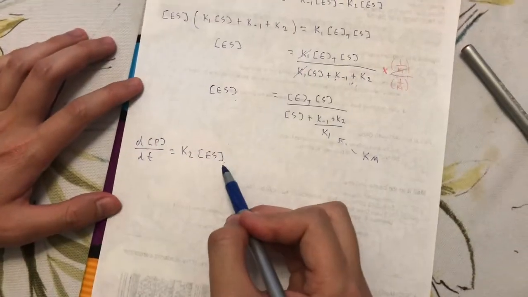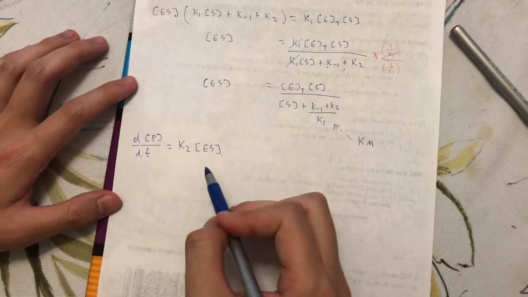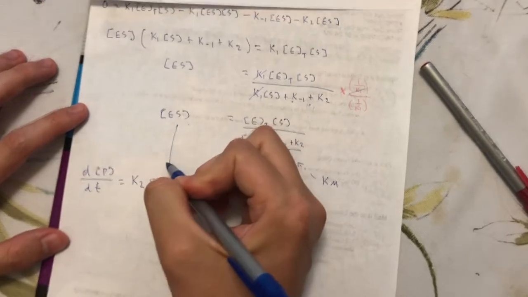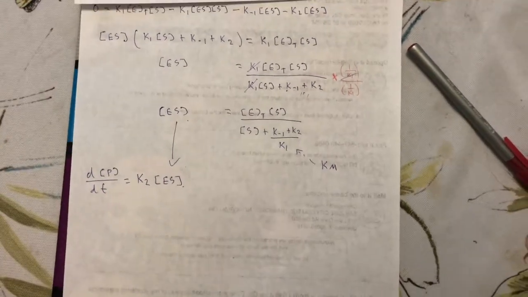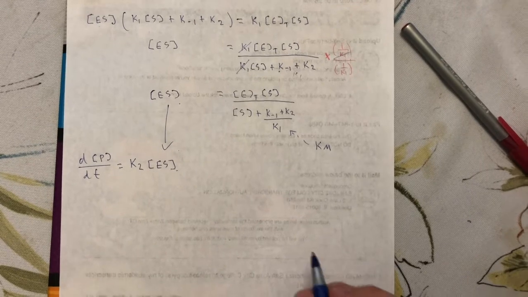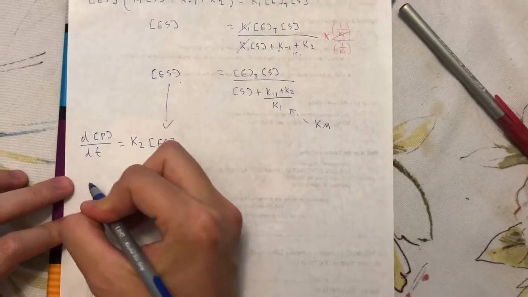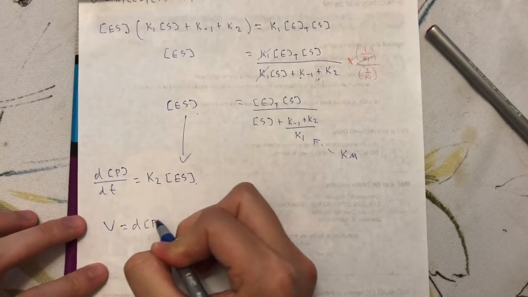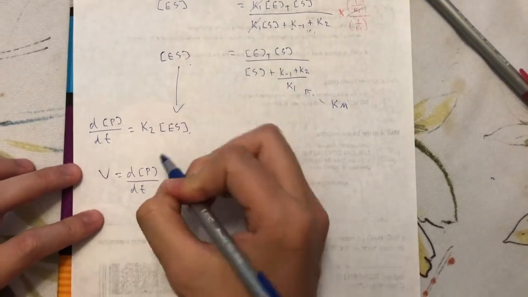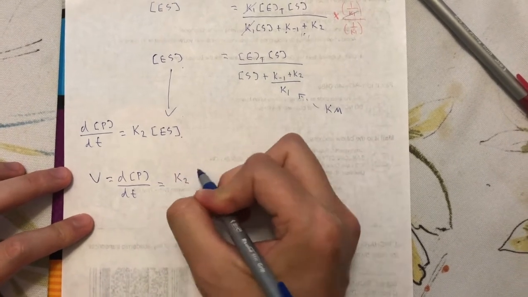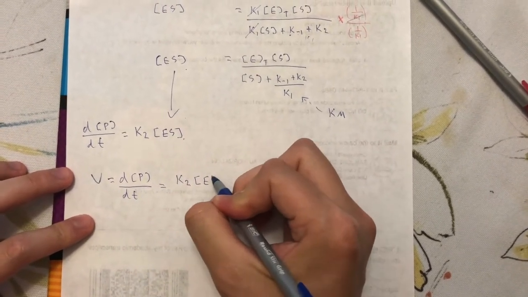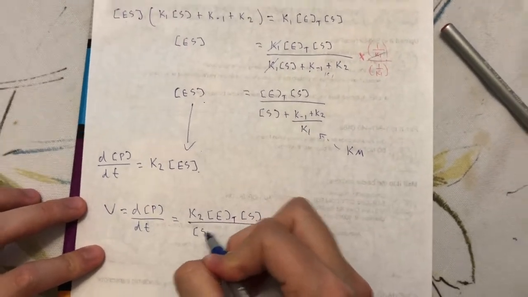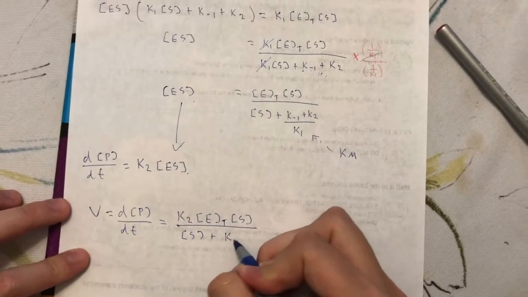So now that we have this new equation here, we can plug this into here, or this into here. So once we do that, we can write a new equation. We can say velocity, which is equal to the reaction rate, which is this value here. This is equal to K2 times ET times S over S plus K sub M.